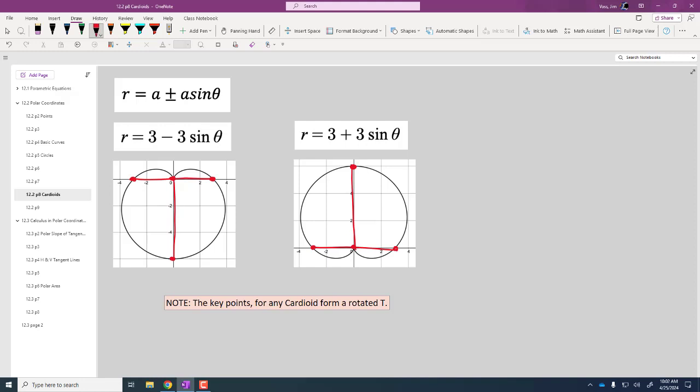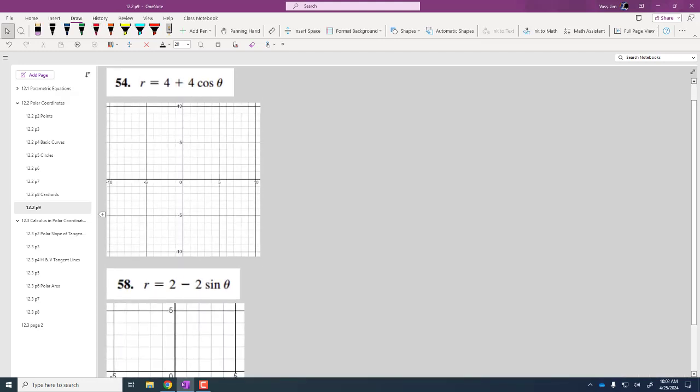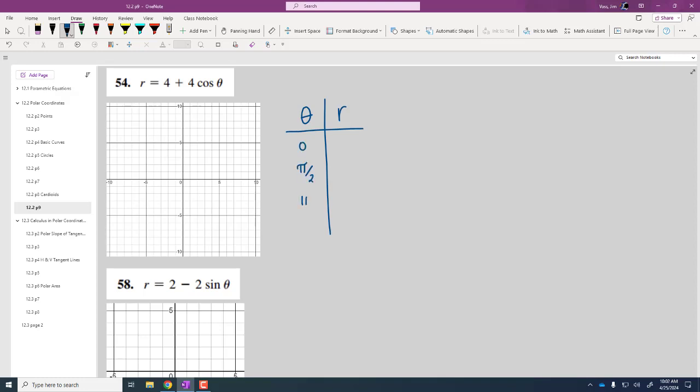Okay, so we've got these 4 key points for a cardioid. They're always going to create this capital T. Let me do the first one here from scratch, and then you guys can do the second one. So it all boils down to just making this table of values starting at 0 and just wrapping yourself around the unit circle until you get all the quadrantal angles.